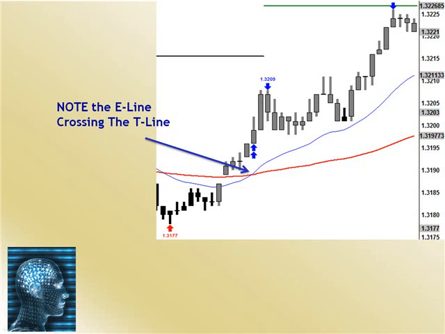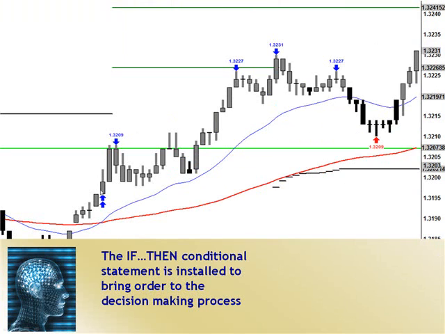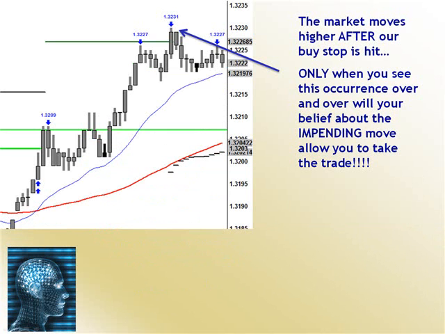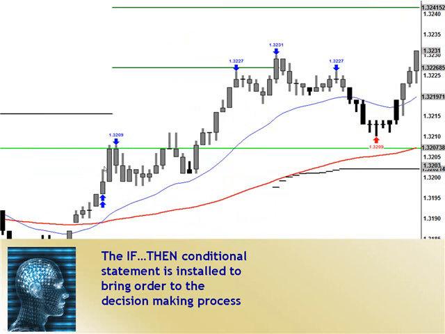What do we do? Chop stop goes in. We take 5 pips from the top of the entry candle, plus 5 pips. That's our entry. So we use this if-then conditional statement to bring order to the decision-making process. If the E line crosses the T line, then look for a signal on the entry candle. If we get an entry candle signal, then we take the high of that candle, plus 5 pips, buy stop.